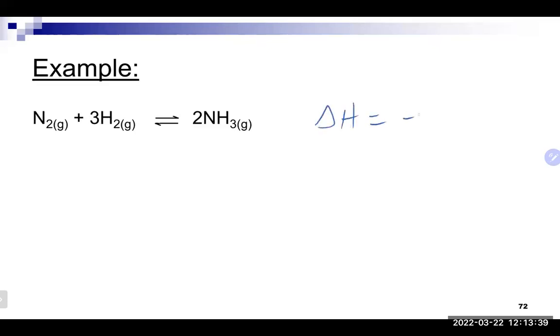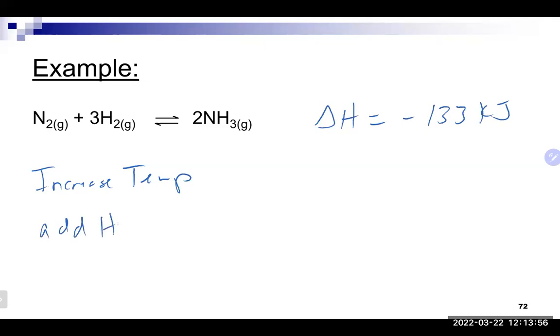So let's take a look at this guy here, and let's just say that the delta H on this guy was negative 133 kilojoules. I just made up that number, clearly not right. All right, so in this case, we're going to increase the temperature. We're going to add some H2. We're going to increase the pressure. We're going to remove some N2. We're going to, let's say, decrease the temperature. Sounds good. See what you end up with.